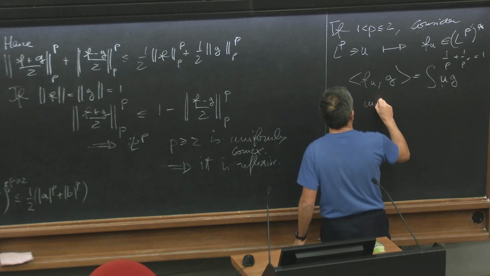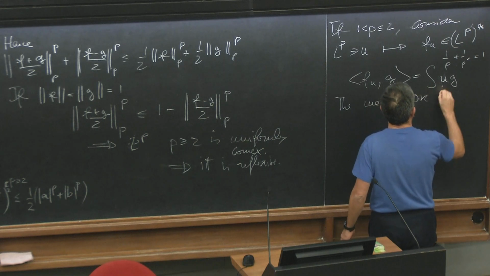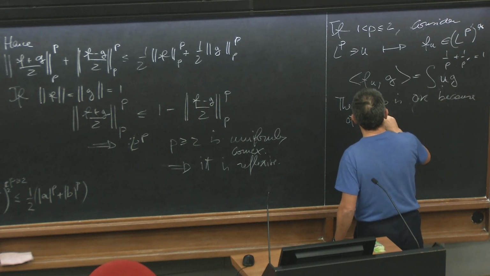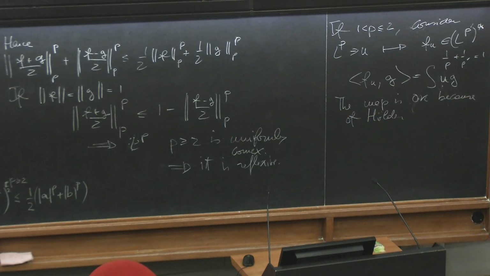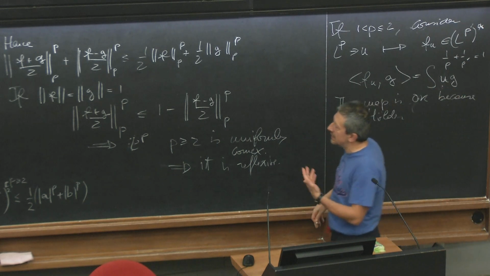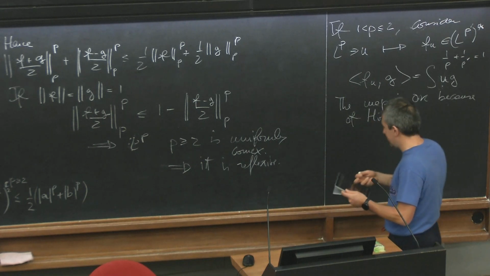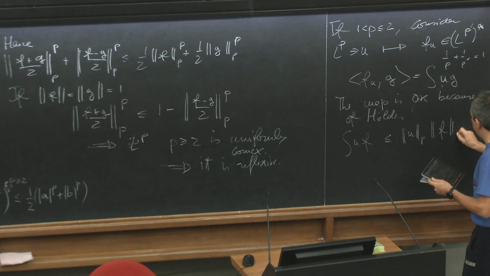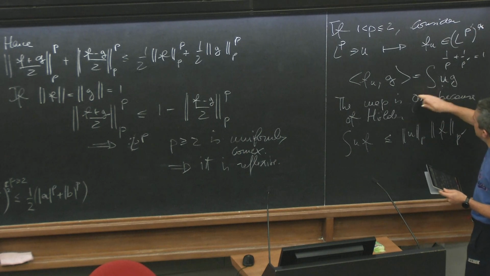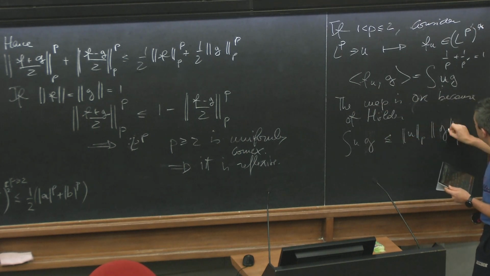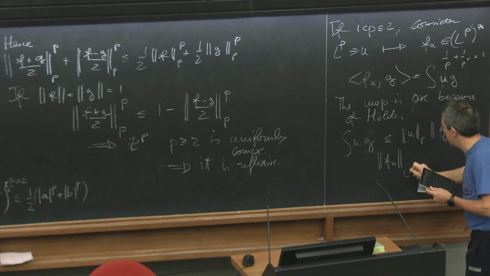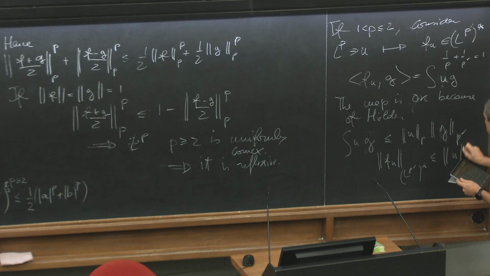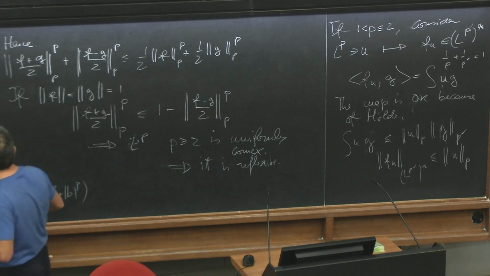So the map is okay because of Holder, because it tells me that the norm of f of u will be less than the original norm. Indeed, this is less or equal than the norm of u in P times the norm of g in P prime. So the norm of this functional in LP prime dual is less or equal than the norm of u in P. Now let's prove that instead you have an equality.